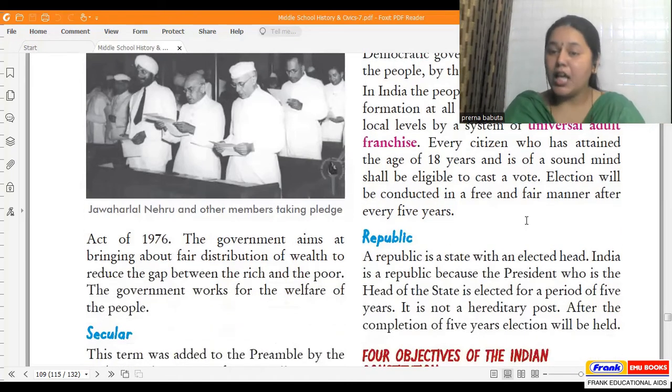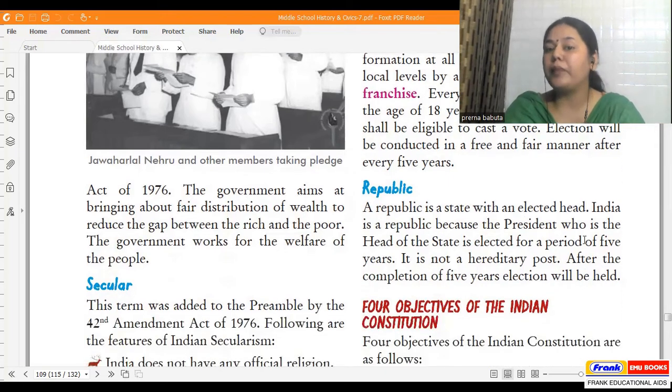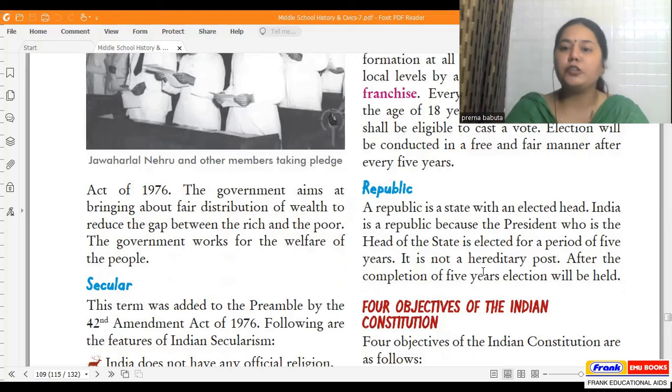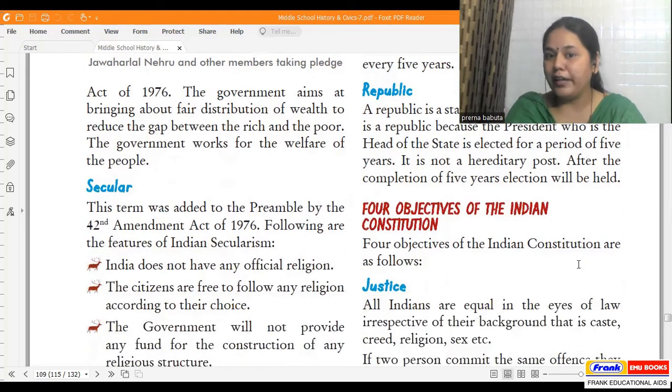And republic. Republic is a form of government where the head of the state is elected. And why is India a republic? Because the president, who is the head of the state, is elected for a period of 5 years. So it's not a permanent position or a hereditary position. And after the completion of 5 years, the election will be held.